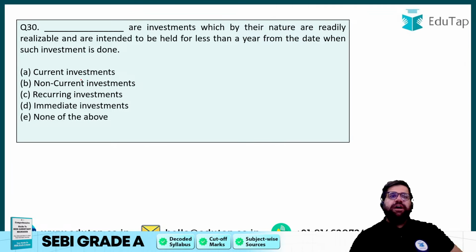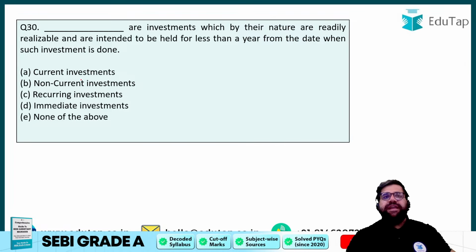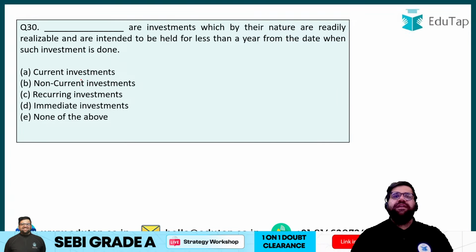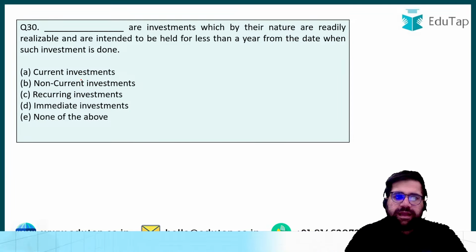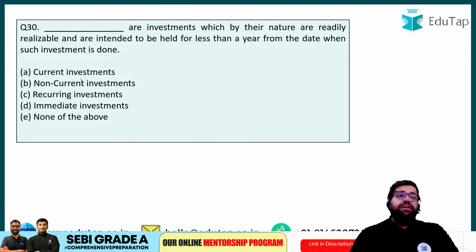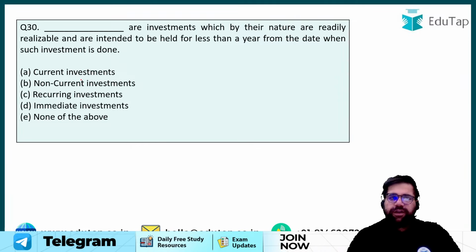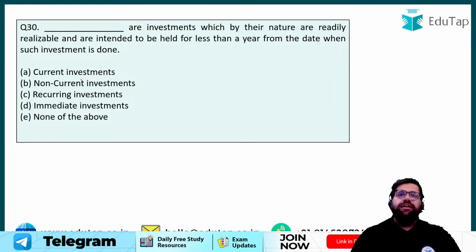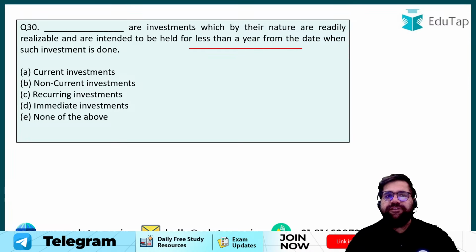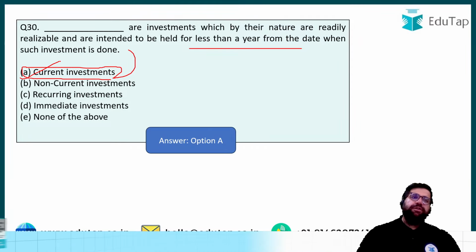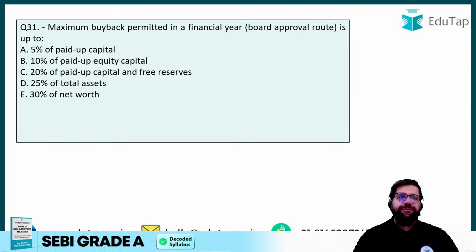Question number 30 now. Dash are the investments which by their nature are readily realizable and are intended to be used for less than a year from the date when such investment is done. Current investments, non-current investments, recurring investments, immediate investments. What will be your answer? If you are realizing something in less than 1 year, then definitely the answer will be option number A, current investments. So my answer will be option number A in this particular case. Let's move on. This was an easy one.